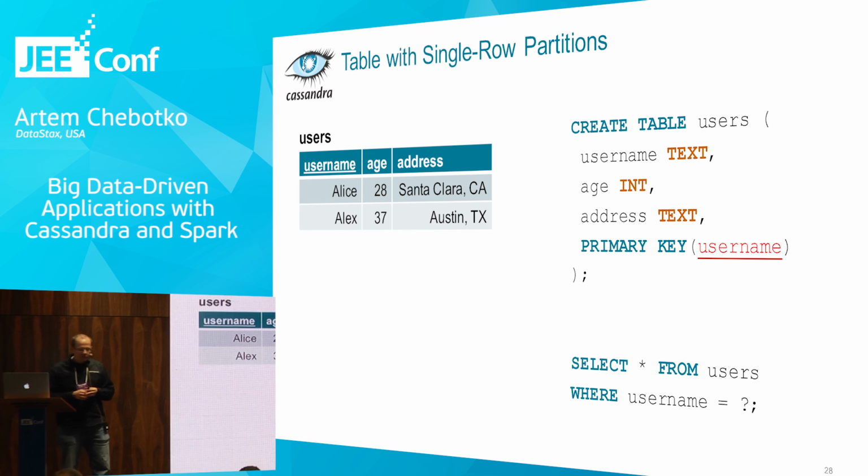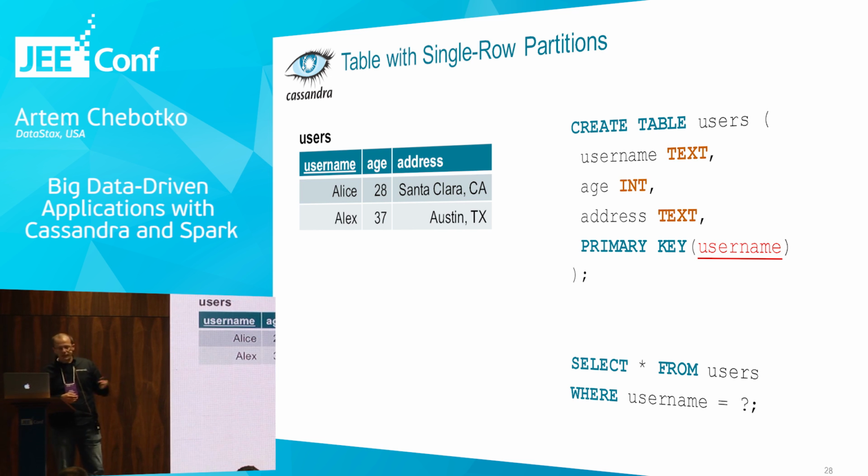Okay. And then the first table, the CQL. If you never used it before, it will look very much like SQL, and that is done on purpose. But there are differences that I'm going to highlight. So first, this is a table with single row partitions. We said that Cassandra stores data in tables, tables are divided into partitions, partitions are distributed, and partitions contain rows. In this example, it's a simple table with users, and we have username as a partition key, and essentially we have 2 partitions, one for Alice, one for Alex. They can be stored on different nodes in your cluster, and each partition contains only 1 row.